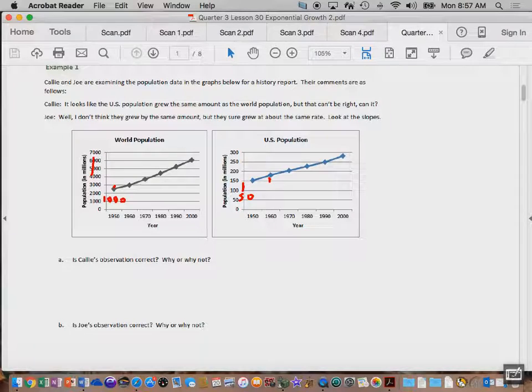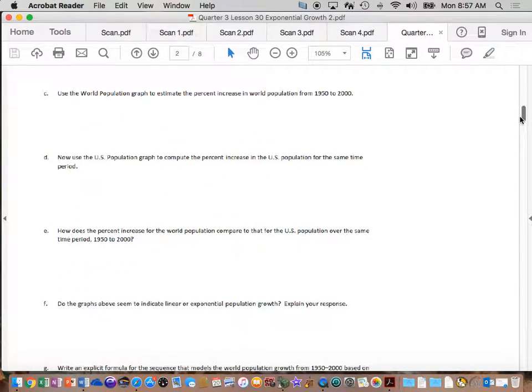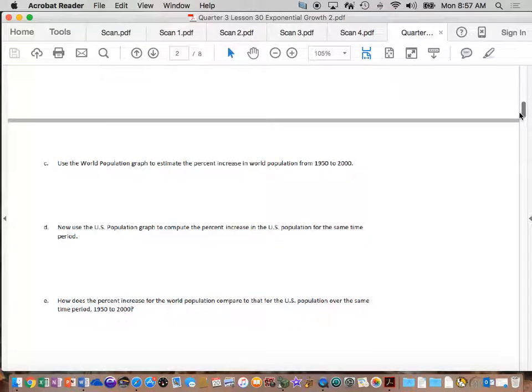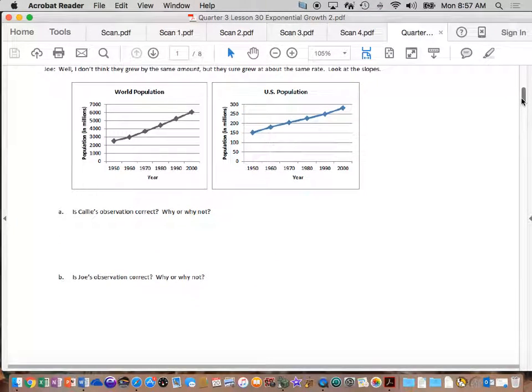Is Callie's observation correct? Callie says it grew by the same amount. No, we just discussed they're completely different amounts. Is Joe's observation correct? No, the rate of change is not the same either, and that's in large part because they grew by different amounts. Use the world population to estimate the percent of increase from 1950 to 2000.